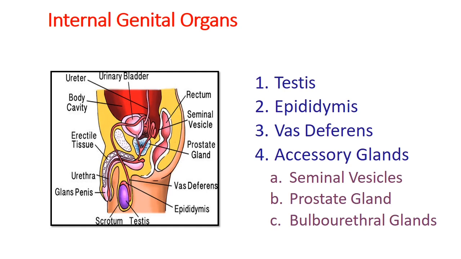Here, the internal genital organs that you already know are the testes, epididymis, vas deferens, and the accessory glands, that is the seminal vesicles, prostate gland, and bulbourethral glands. Now we'll see it in detail.